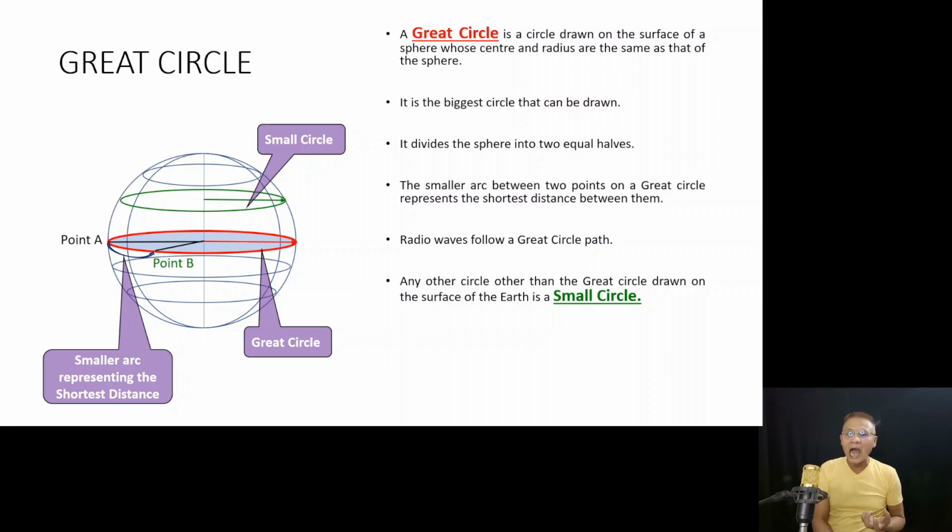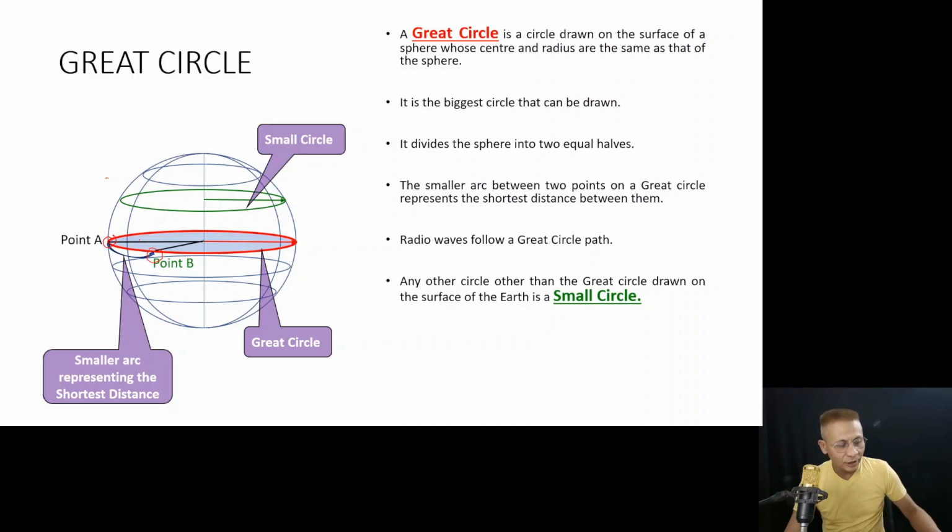The smaller arc between 2 points on a great circle represents the shortest distance. If you look at the diagram here, we have one point Alpha and another point Bravo, which are on a great circle shown by the red line. The smaller arc, from here to here, between A and B, represents the shortest distance between these 2 points A and B.